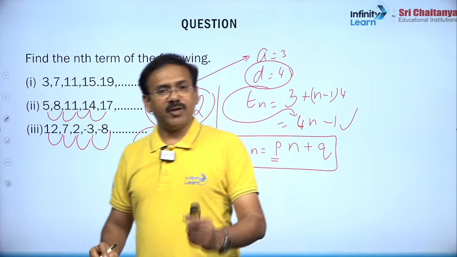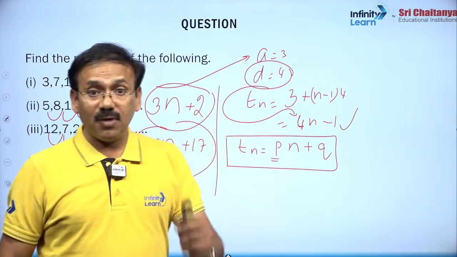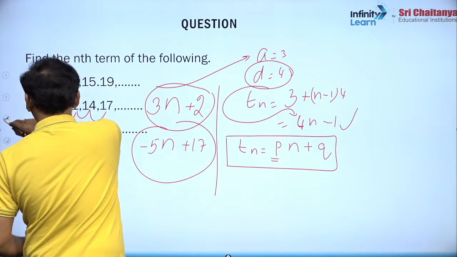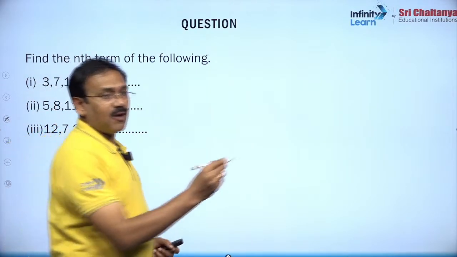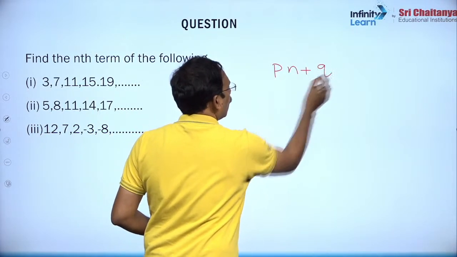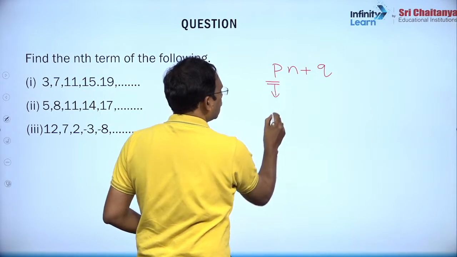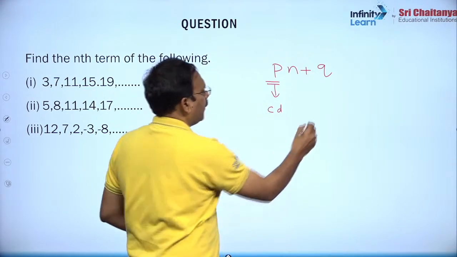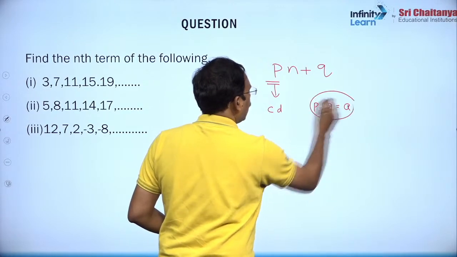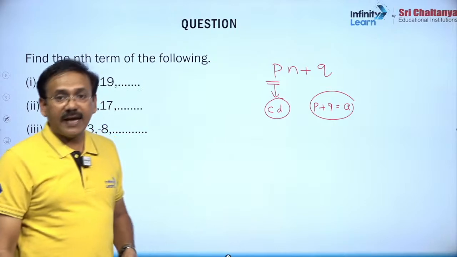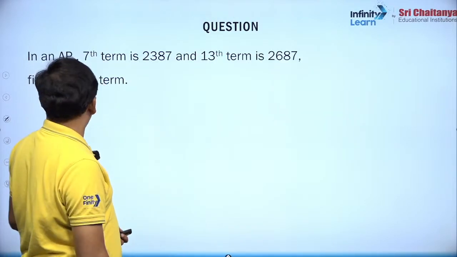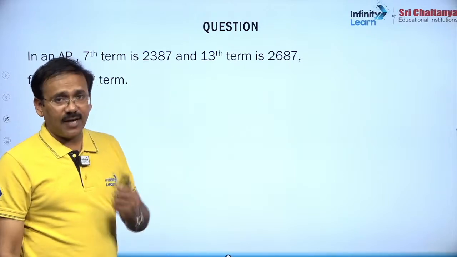So first observation, my dear friends, nth term of an AP will be in the form of Pn plus Q, where P is going to be the common difference. P plus Q is going to be the first term A. If you know this simple observation, you can directly write the nth term, my dear friends. Is it clear? Next step, try to answer this question.